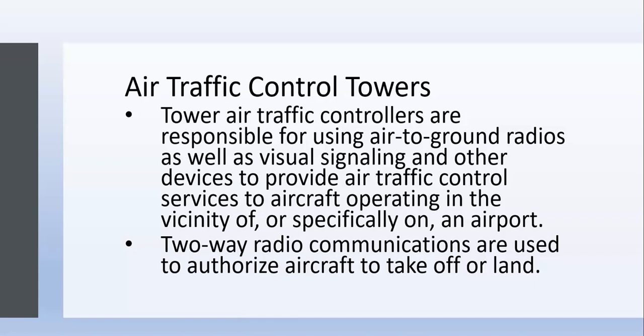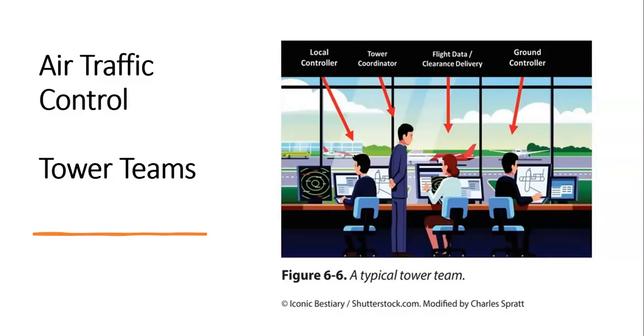Two-way radio communications are used to authorize aircraft for takeoff and landing. And just like any other air traffic control facility, there are personnel with different roles in the tower. This is called a tower team. And as you can see in this graphic, there is a tower coordinator, and then a local controller, flight data, clearance delivery, and a ground controller.